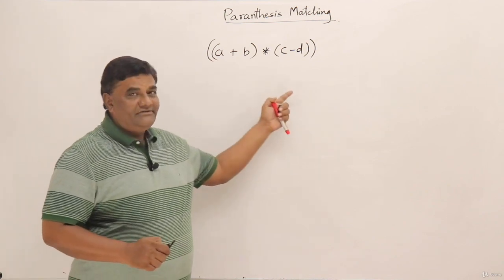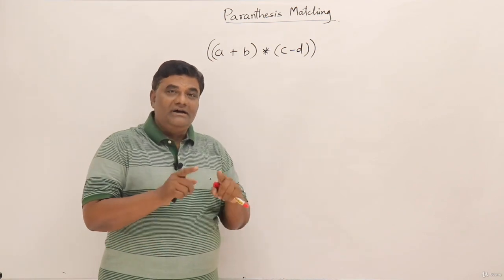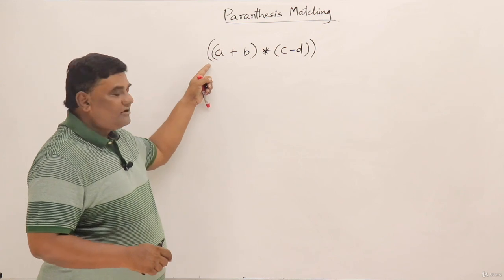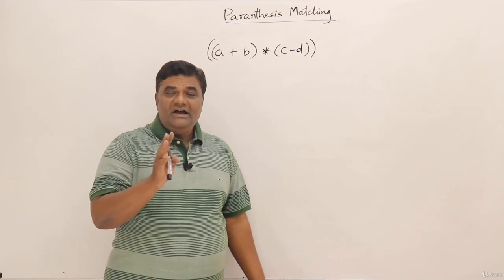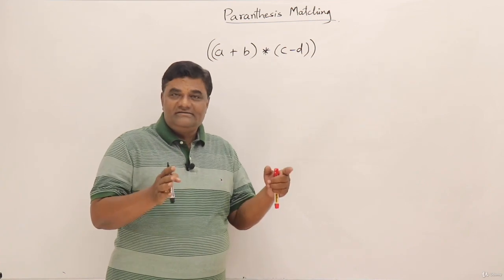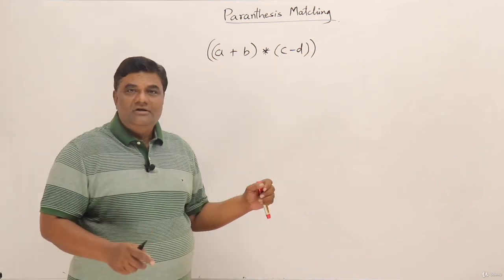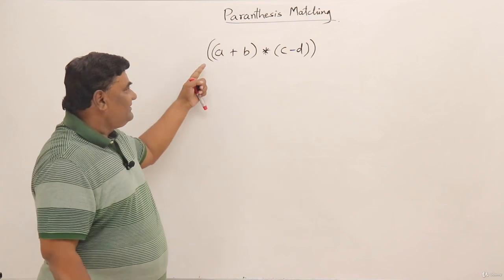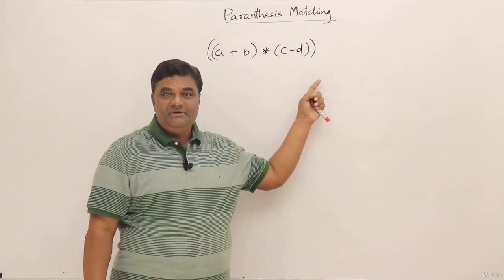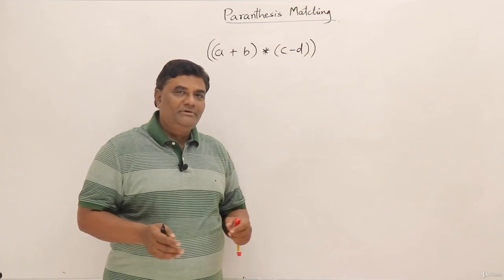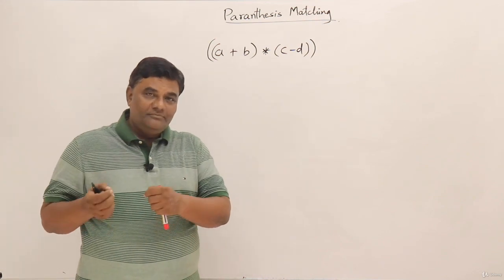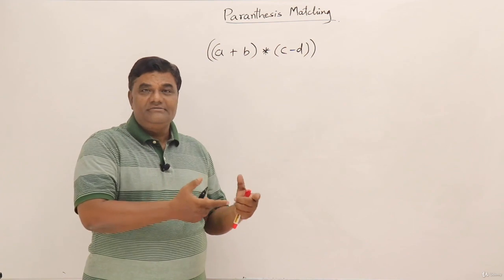An expression or a formula is given which is parenthesized. These round brackets are called parentheses, so it is parenthesized. We have to find out whether the parentheses are balanced or not, meaning for every opening parenthesis, there must be a closing parenthesis. This is what we want to check. That's all. The problem is very simple. For every opening bracket, there must be a closing bracket.